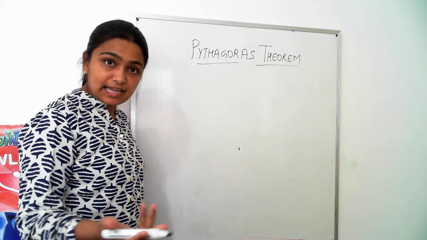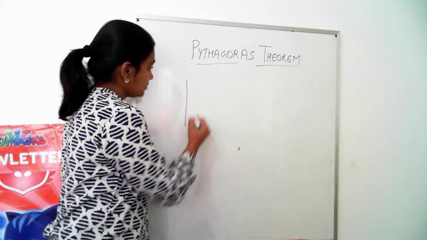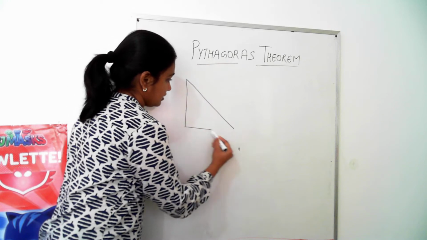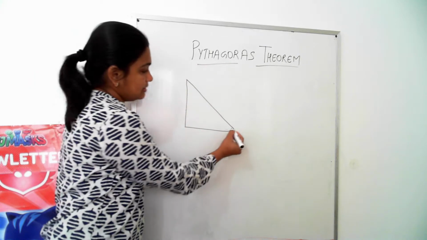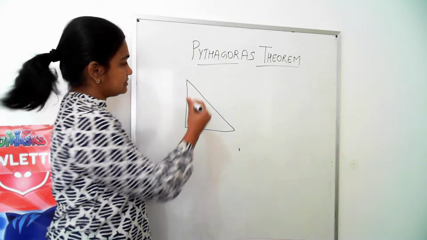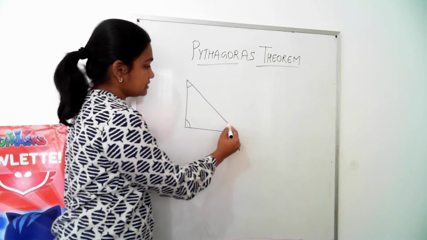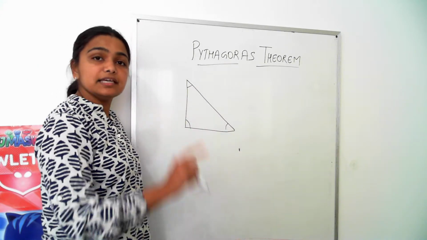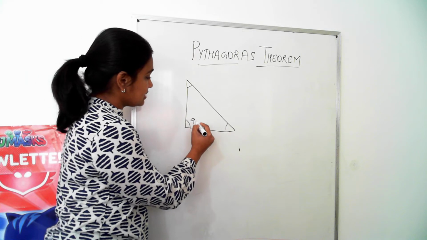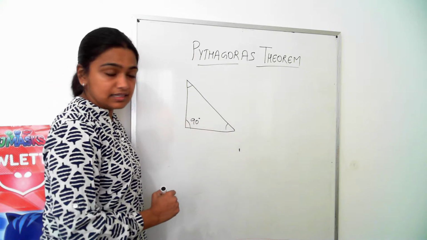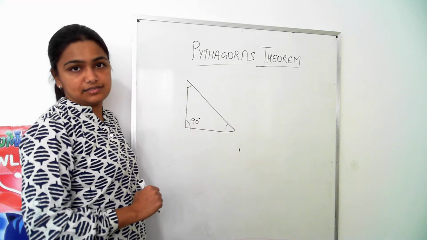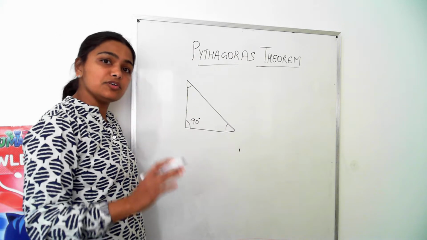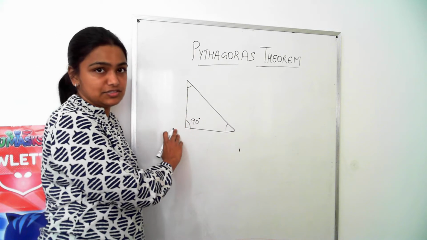Now, what is a right angle triangle? Any triangle has three angles: angle 1, angle 2, angle 3. If one of the angles is 90 degrees, then this is called a right angle triangle. And Pythagoras theorem applies only for right angle triangle.